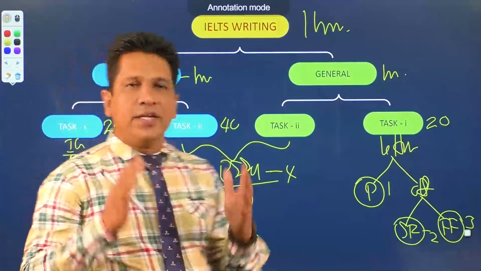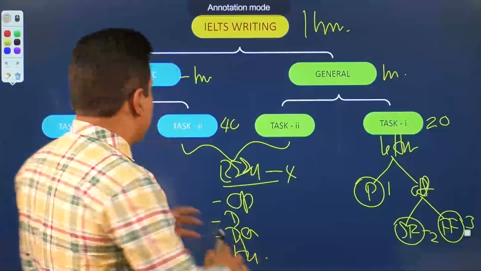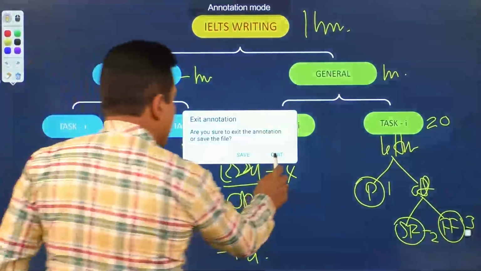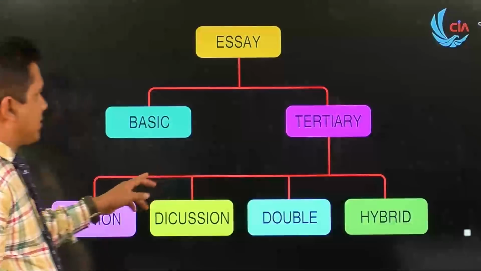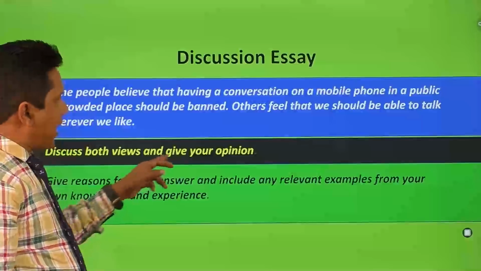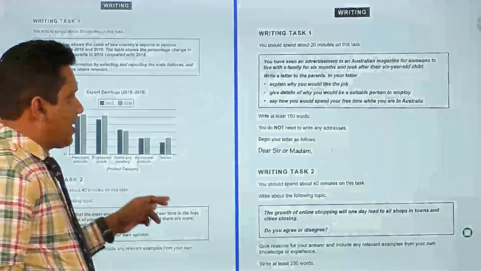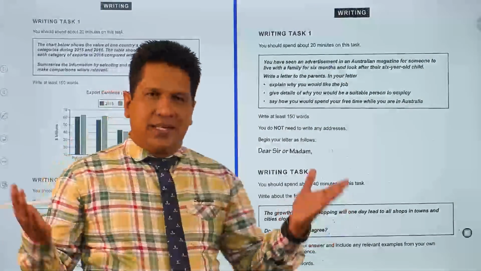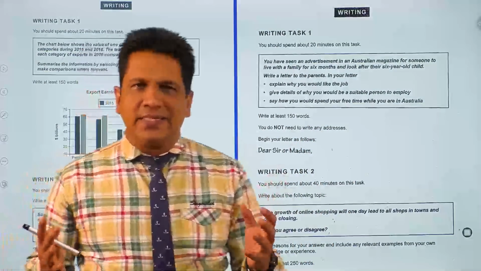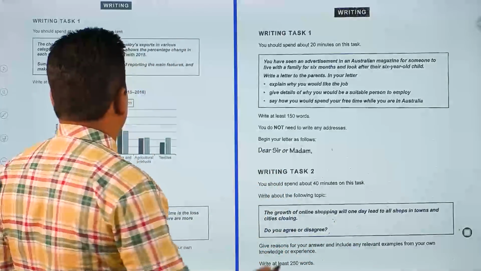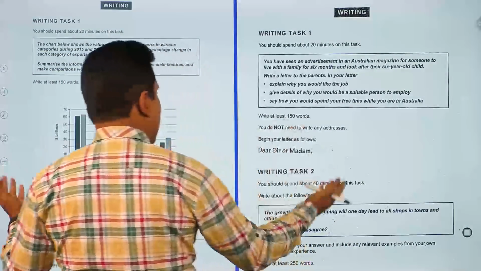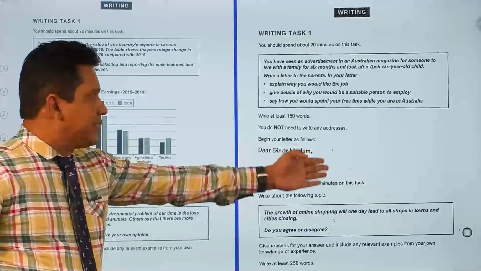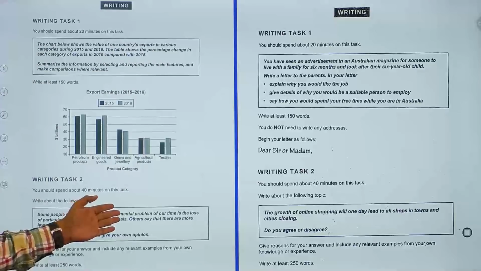Now, I will show you these sections one by one. Right, let's move now to understand the academic and general IELTS writing papers separately. Now you can see in IELTS writing there are two papers, the IELTS academic paper and the general paper. When you compare, this is the IELTS general paper, and this is the IELTS academic paper.